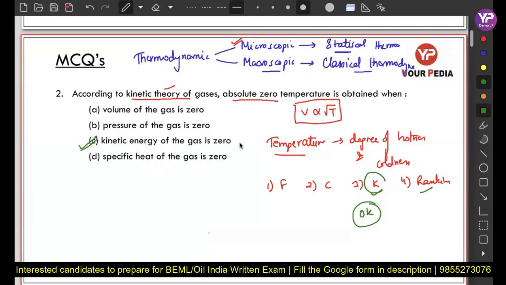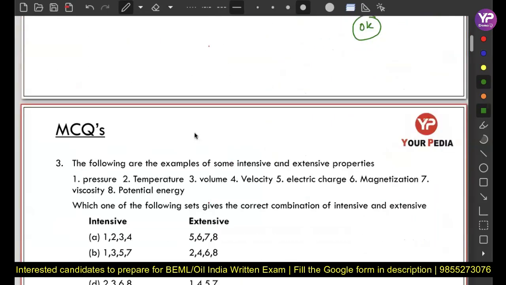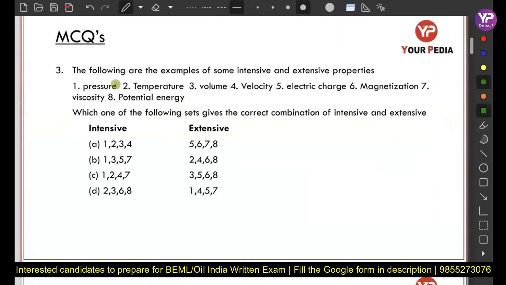And that is how we have classified the different scales here. What are the different types of thermometer here? We are going to see it later on. Now coming back to the next part, the following are examples of some intensive and extensive properties: pressure, temperature, volume, velocity, and so on.